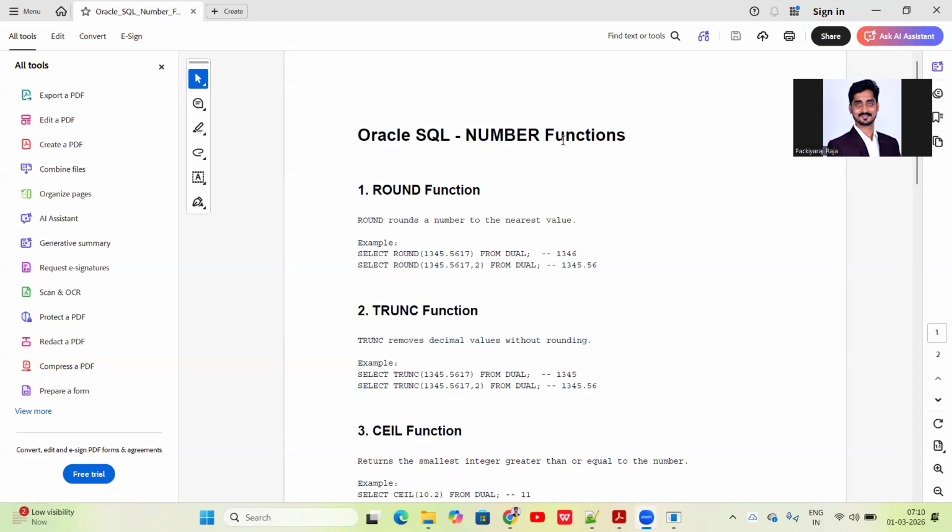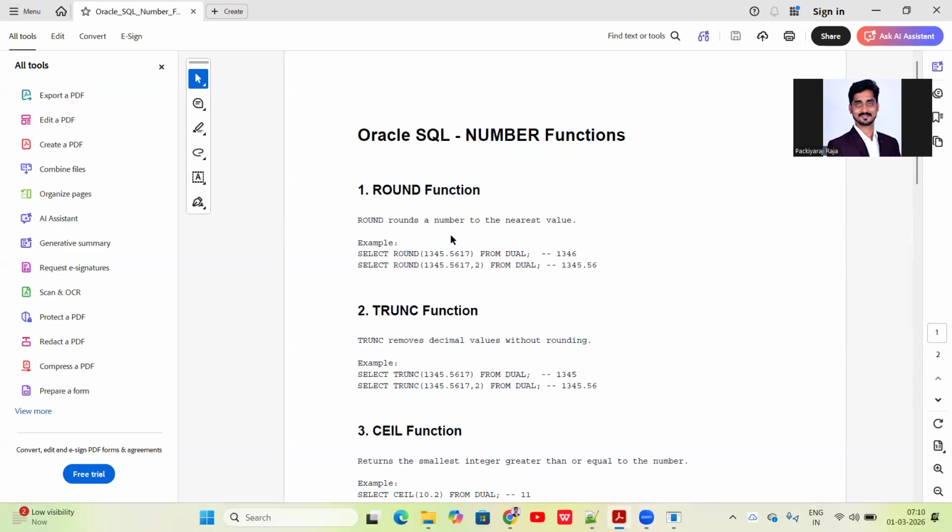Oracle SQL number functions. When we use numbers for calculation or any reporting, these functions become very handy. The first function we are going to see is the round function. You have some value and you want to round it.